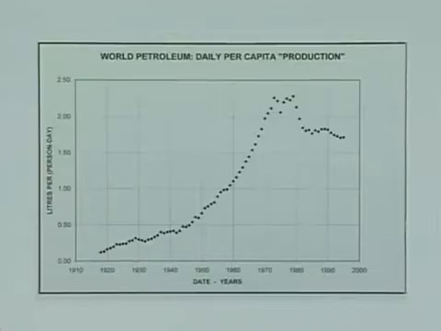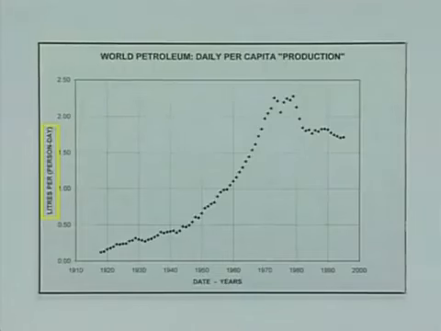Let's take another look at world oil production. Now the graph here is slightly different from the one I showed earlier. What I'm showing here is per capita production of oil, which means that at every point I take the world production divided by the world population that year. Now the scale here on the vertical axis is liters per person each day. There's the number 2. Now 2 liters a person a day. 2 liters is about half a gallon.